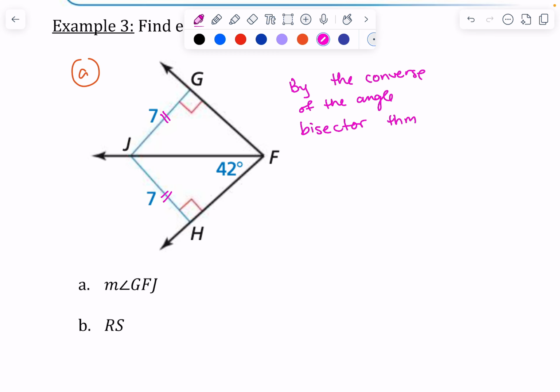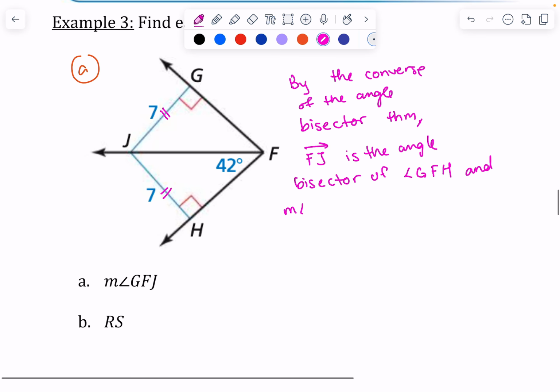because those two segments are congruent, what do I know? I know that ray FJ is the angle bisector of angle GFH, which means the measure of angle GFJ is equal to the measure of angle HFJ, which means GFJ is equal to 42 degrees, because these two angles are congruent.